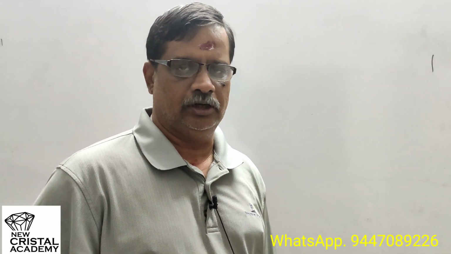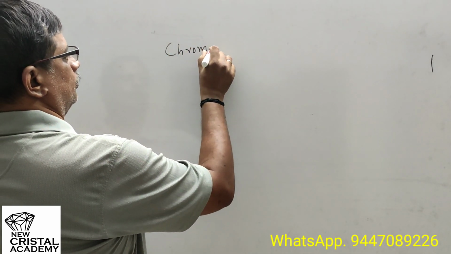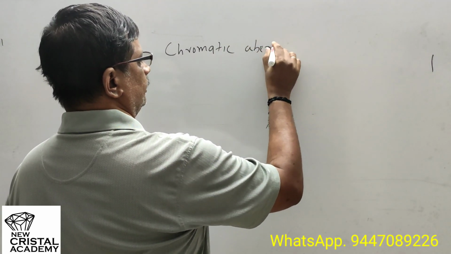Now we shall discuss a defect of the lens called chromatic aberration. So this defect of the lens is called chromatic aberration. Now what is meant by chromatic aberration?